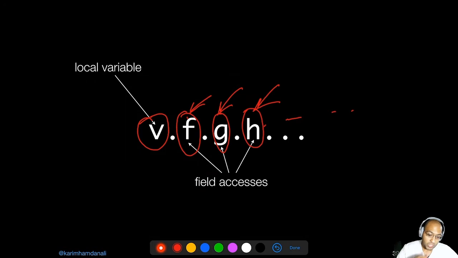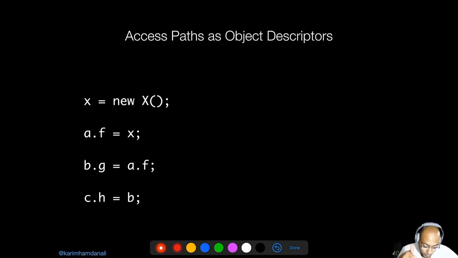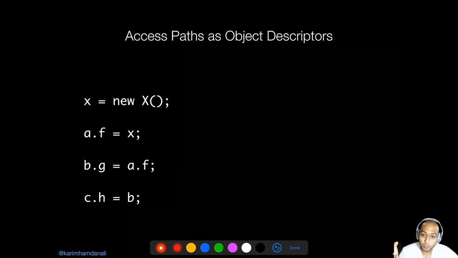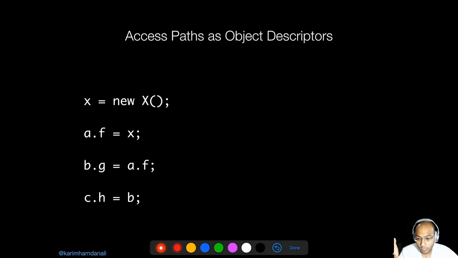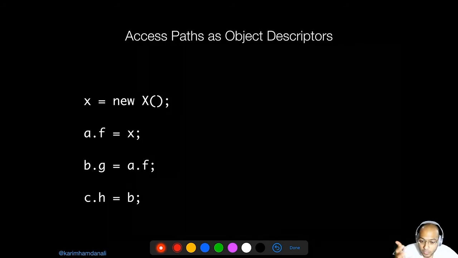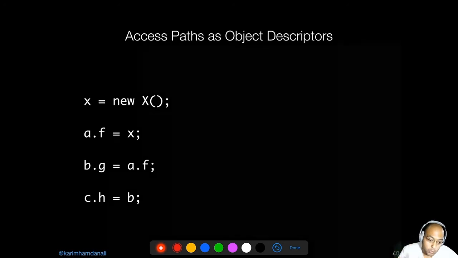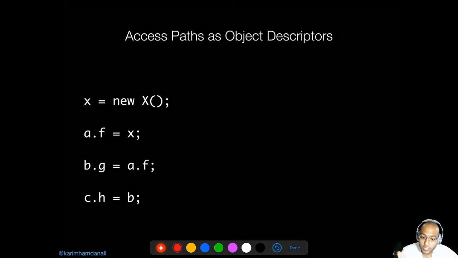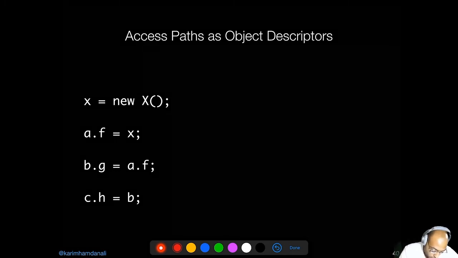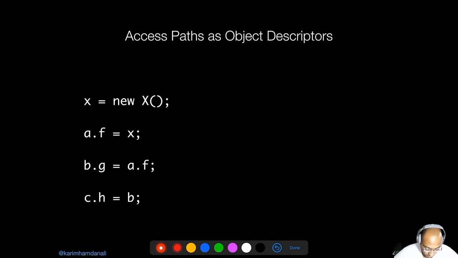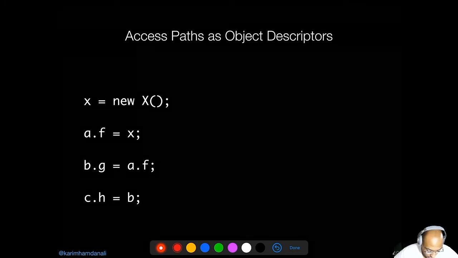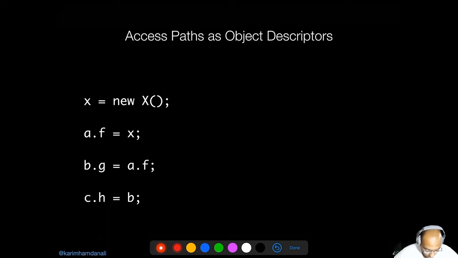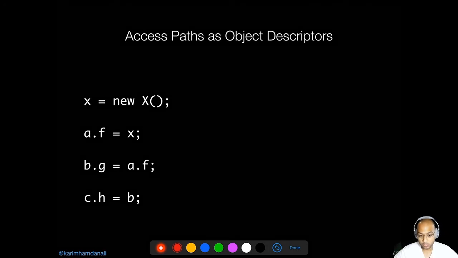So in program analysis or static analysis, we typically use access paths as a descriptor for the objects that we may have in our program. So it's again one of those abstractions, or labels you may call them, that we use to indicate what are the objects that we're dealing with in our program. So let's say we have a program here, x equals new x, a.f is equal to x, b.g is equal to a.f, c.h is equal to b.